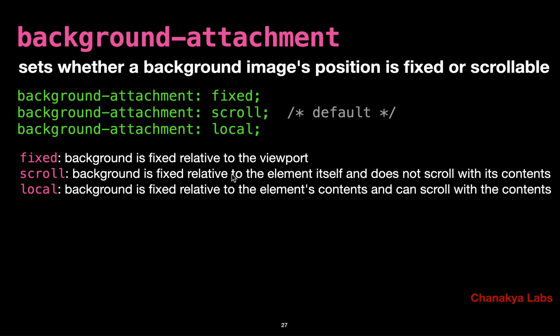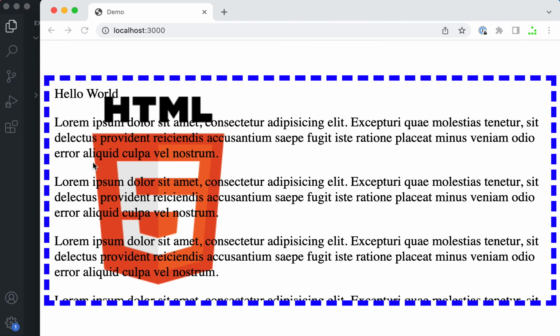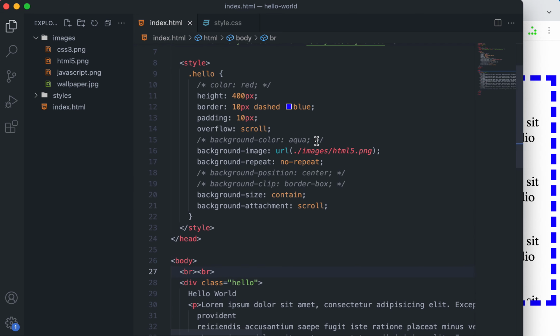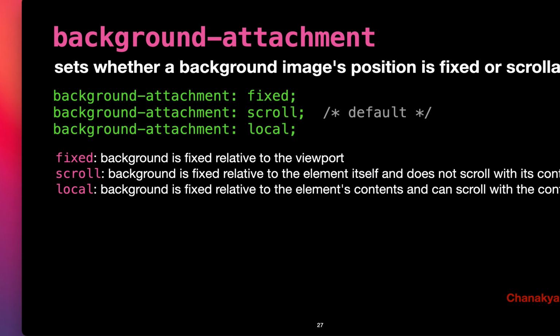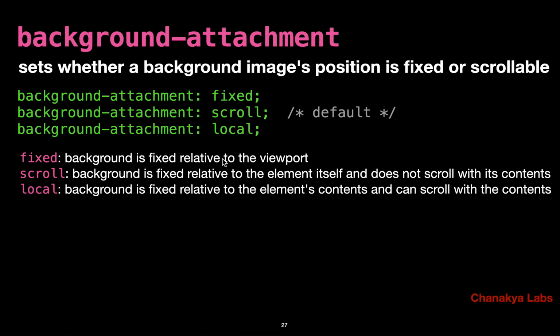Background is fixed relative to the element itself and does not scroll with the content. That is fine, but the image is fixed relative to the element. That is not the case in fixed. If you set it as fixed rather than scroll, which is the default behavior, if you comment it, then also it is scroll only. But if you set it to fixed, then the behavior is different. Then the background is now fixed relative to the viewport, not the element.